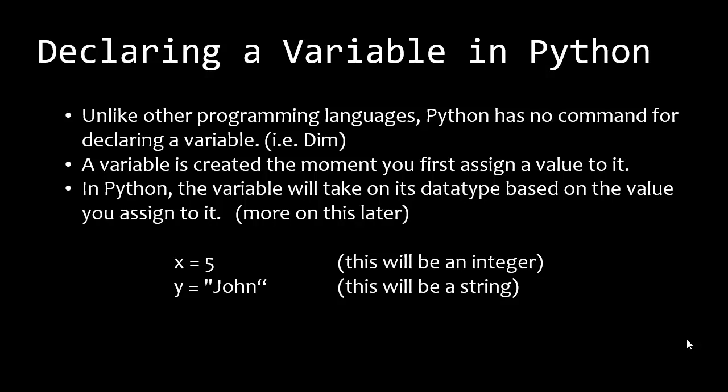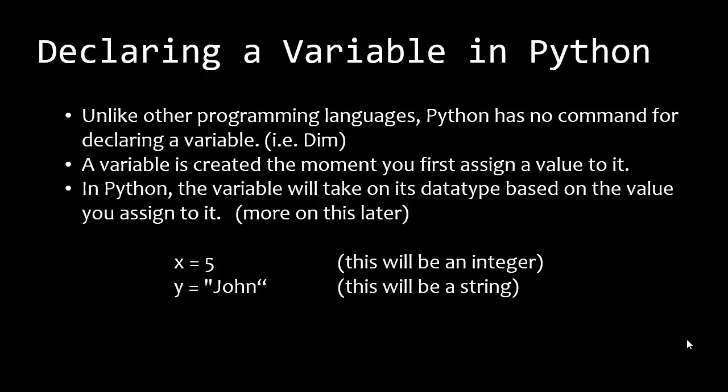Unlike other programming languages, Python has no command for declaring a variable. Simply, the variable is created the moment you first assign a value to it. So if you look at x equals 5, once that line is executed, if x was not created or declared yet, it will create a space for that. Does that make sense?